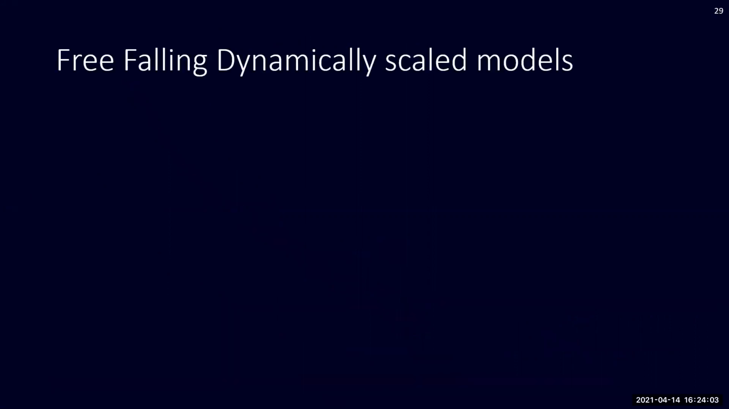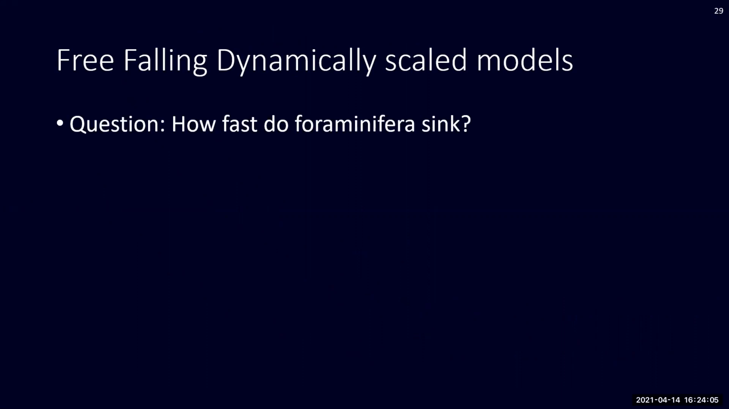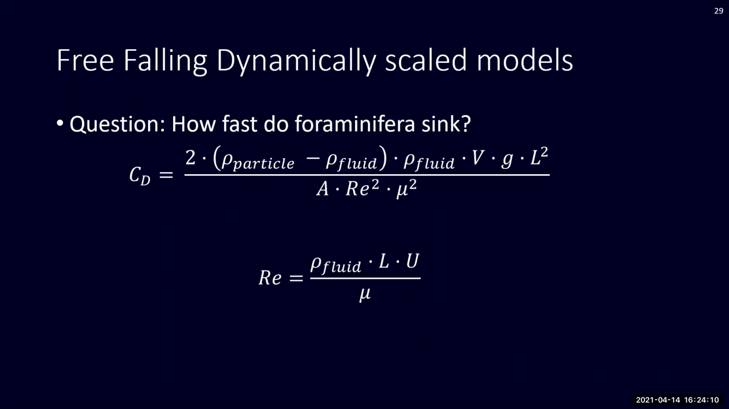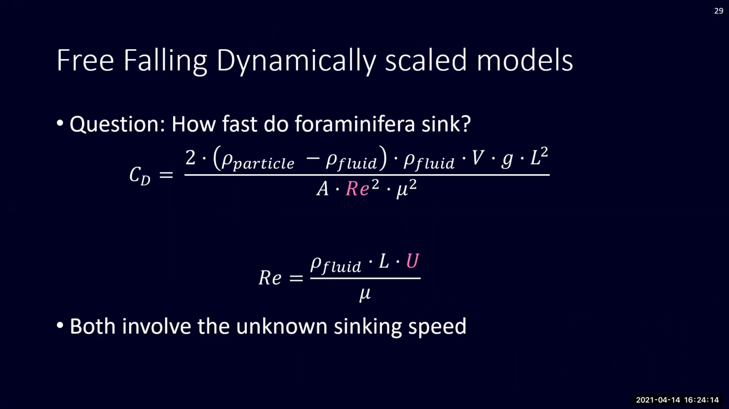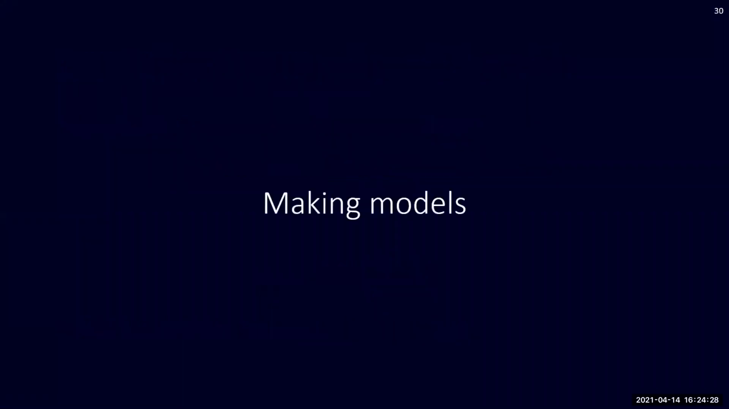So, as you may have noticed, there's a small problem. My question is, how fast do Foraminifera sink? And the things that I need to know are Reynolds number and drag coefficient. They both involve this unknown sinking speed. In order to determine how fast the models are sinking, I needed to know the Reynolds number and drag coefficient. I didn't know that because I didn't know how fast they were sinking. So I developed a methodology using dynamically scaled models that I'm going to talk you through in a second.